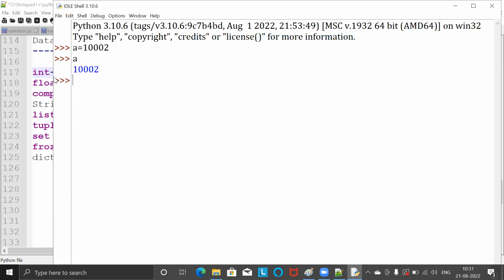For example, in Python there are 9 data types, right? We are able to know which type of data it is by using the type keyword. Here I will give type of A, and see, that is integer. By using this type keyword, we are able to know which type of data it is.